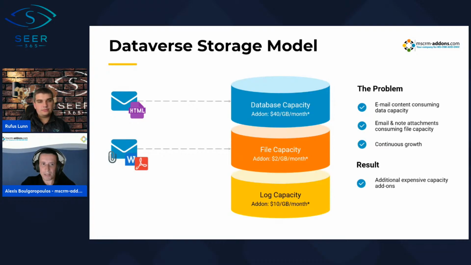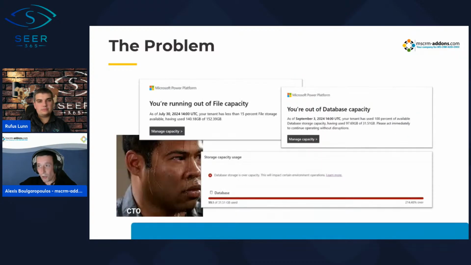And the log capacity is also not cheap, but that's nothing we can do anything about. The issue is, of course, that the emails and attachments just keep growing, and buying extra capacity from Microsoft gets expensive very quickly. So here you see what the problem is at the end: when you're running out of the file capacity or when you're running out of the database capacity, then it might get quite expensive.